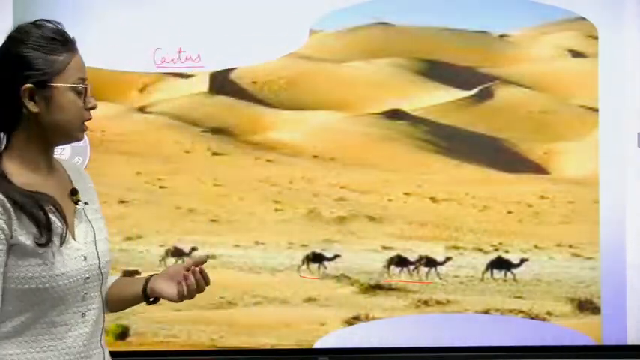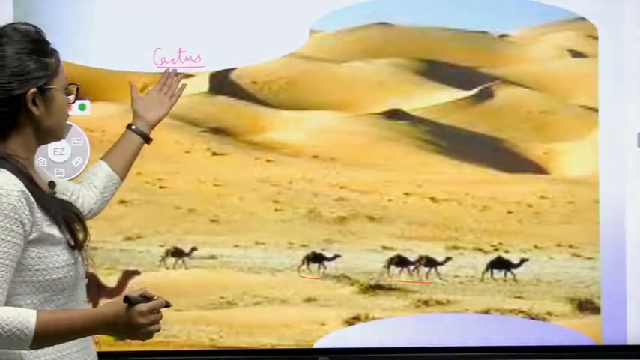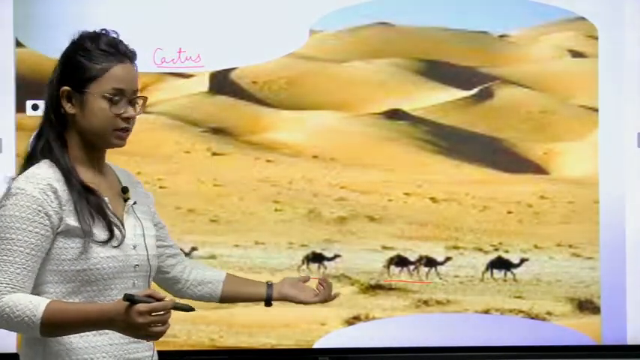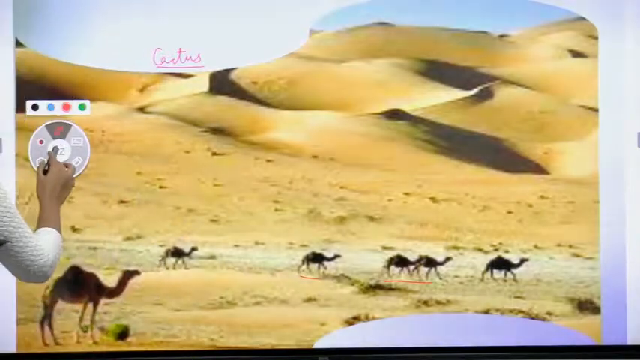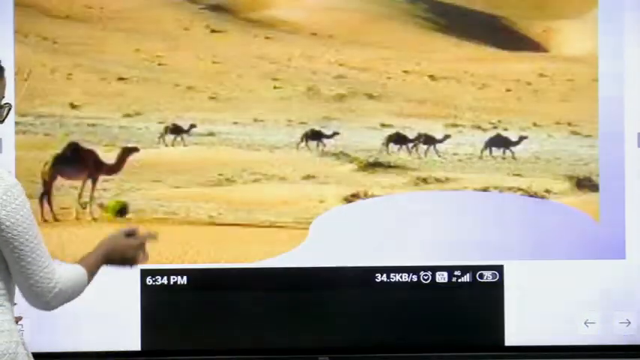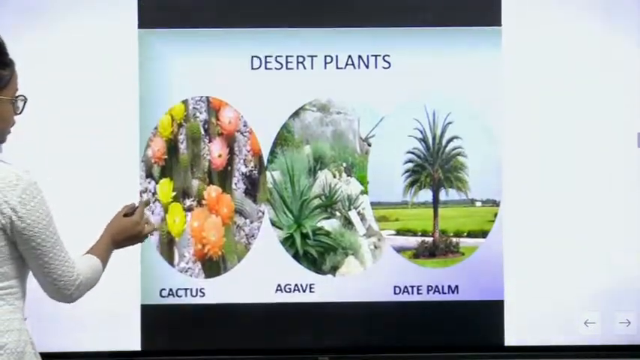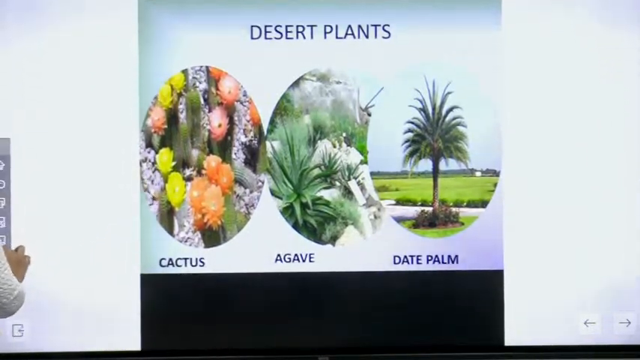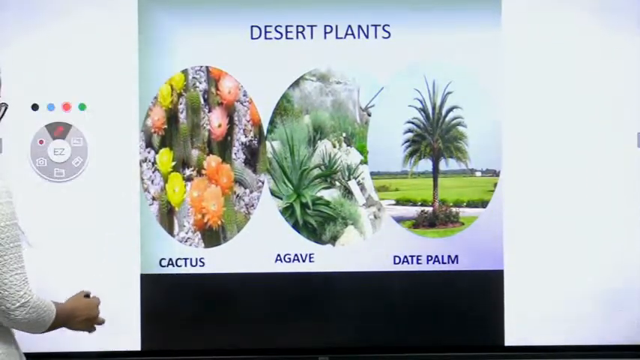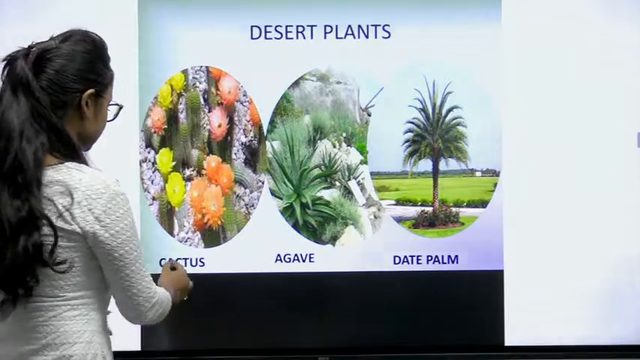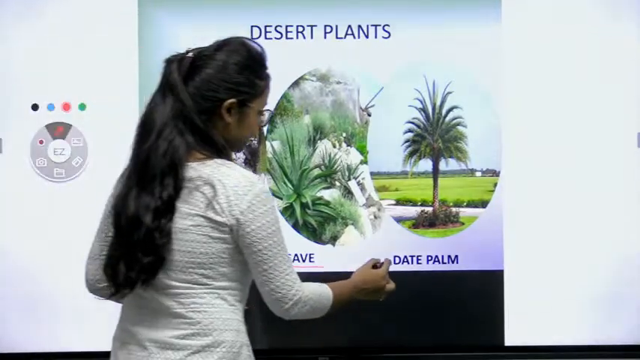Organisms, plants are also organisms because they live. They need, they respire, they eat anything which lives on this land. So organisms like cactus, desert will come to your mind first, right? Now these are the desert plants. These are the desert plants, that is cactus, agave and date palm.